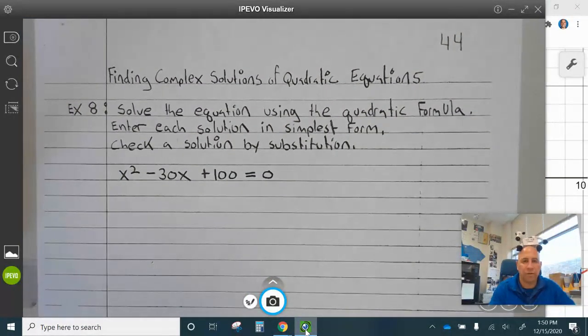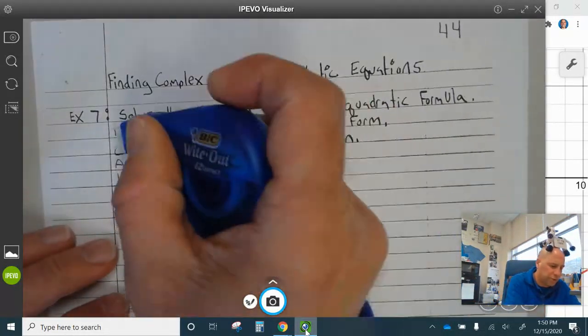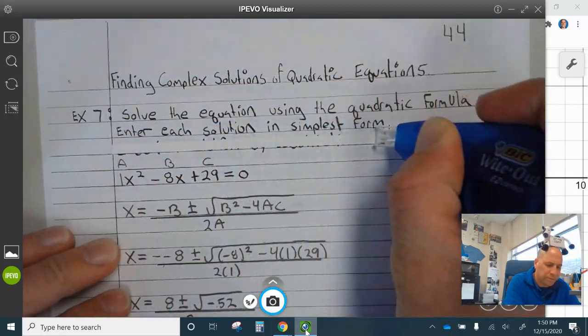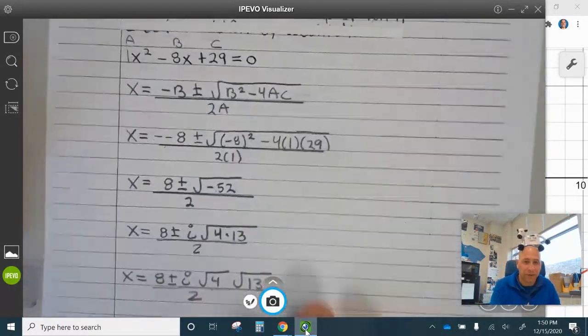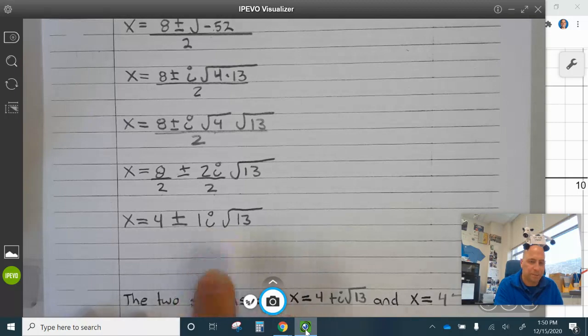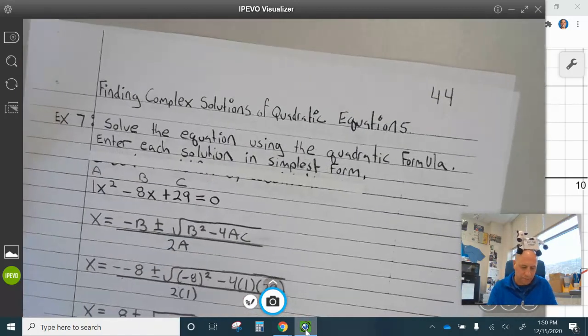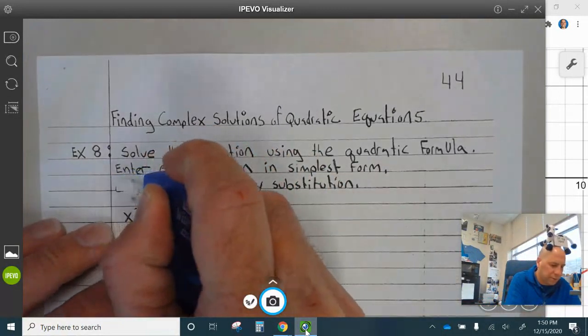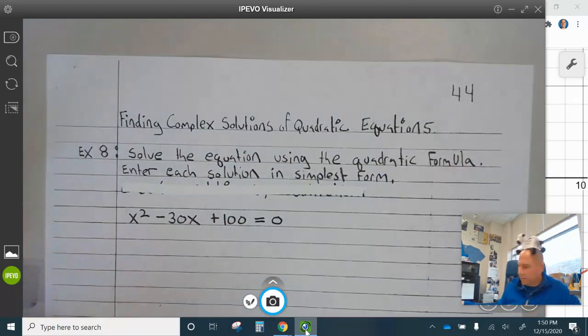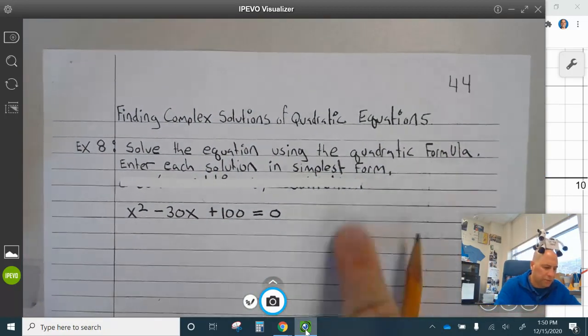All right. Example 8. Solve the equation using the quadratic formula. Enter each solution in the simplest form. Check a solution by substitution. And I just noticed in the instruction, I'm not going to actually go through the check portion. I think this is enough. So again, we're not going to check by substitution. We're just going to find the solution. All right, so put a 1 here.